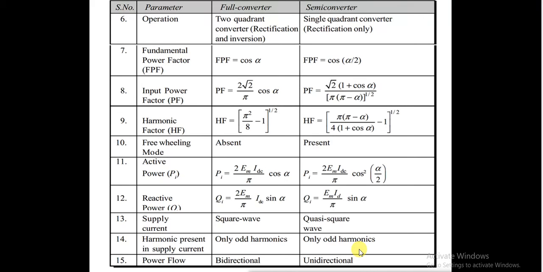So this is all about the comparison. One more thing I want to mention: for freewheeling action we have to purposefully add a freewheeling diode in the full converters. A single diode is connected in parallel with the inductive load in full converters. But in semi converters we do not require any additional freewheeling diode to be connected in parallel with the inductive load. So this is all about the comparison between full converters and semi converters.